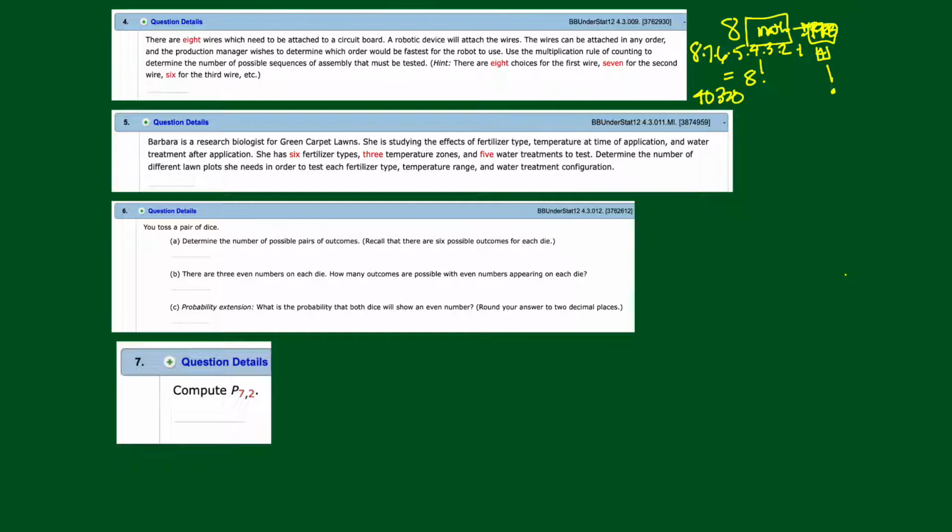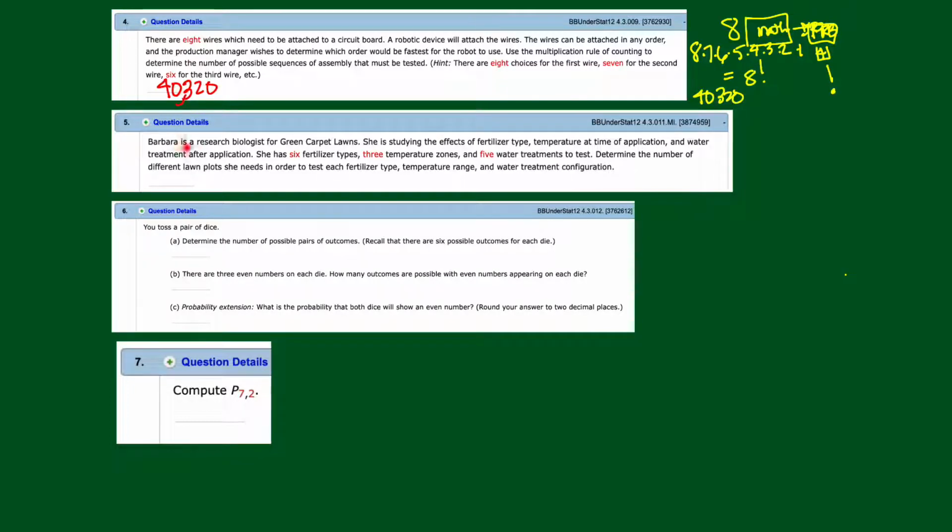I got 40320. All right, so I'm up here now on the left where I'm going to input the answer. I am going to put in 40320. So there's 40,320 possible sequences.